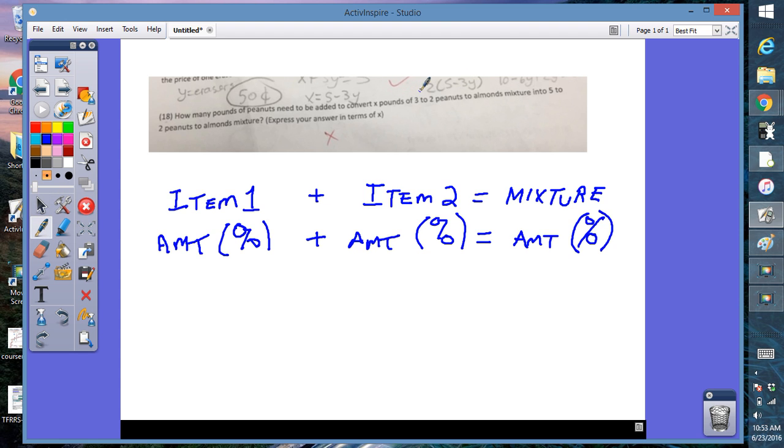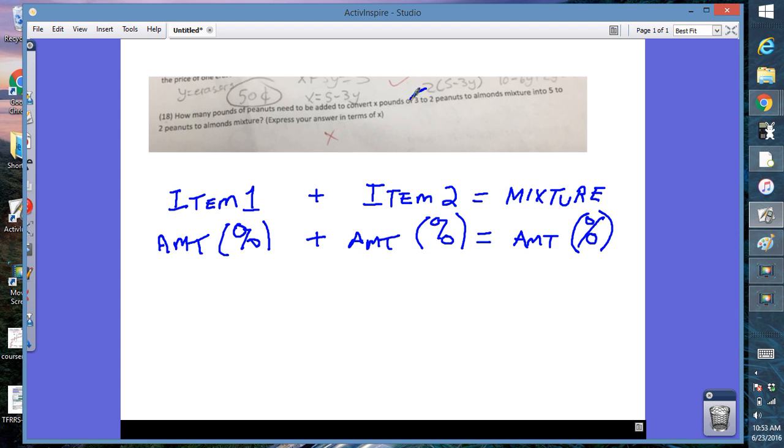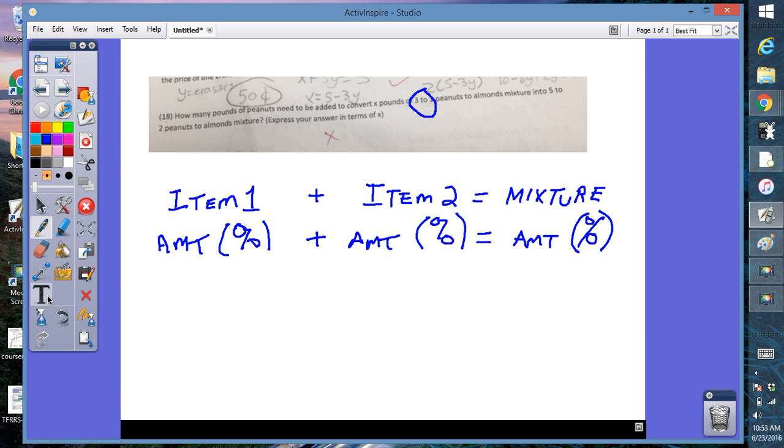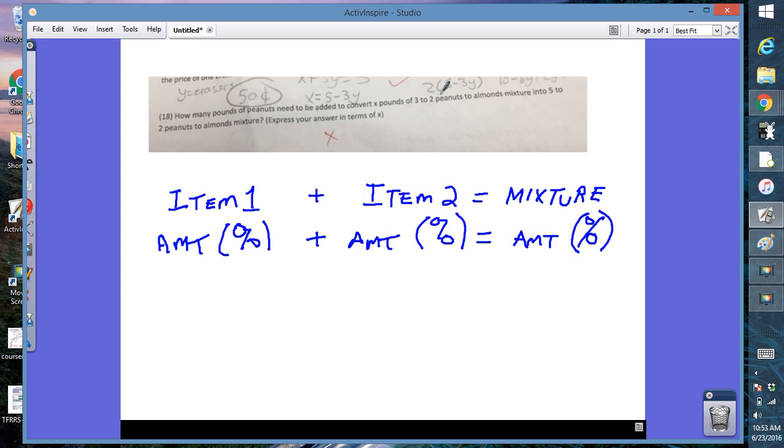Now, this one, we're also dealing with a ratio. We didn't deal with any ratios yesterday. This has 3 peanuts to every 2 almonds. So when you're dealing with a ratio, let's turn that into the fact that we have 3 peanuts out of the total number of items. So let's make this 3 out of 5. 3 out of the 5 things in there are peanuts. The other 2 are almonds.